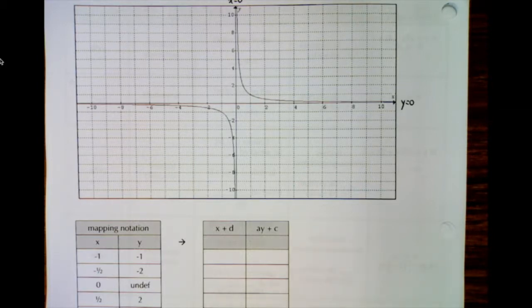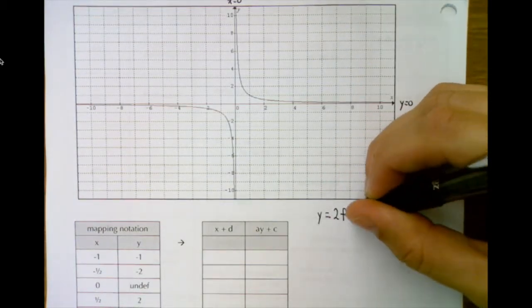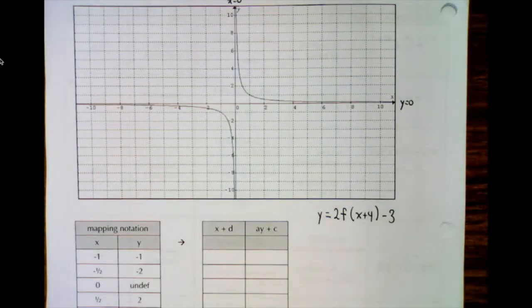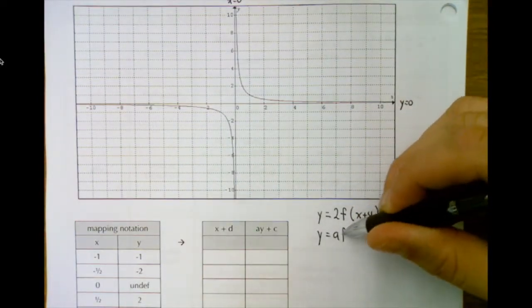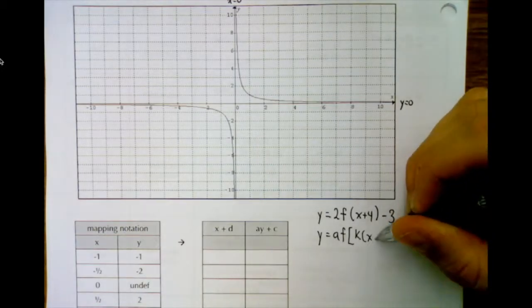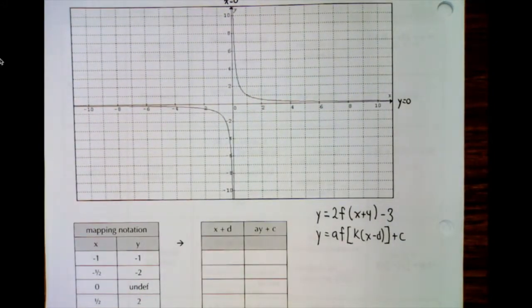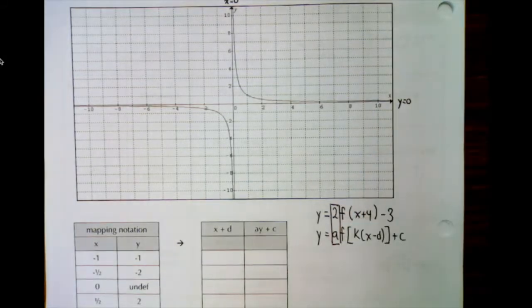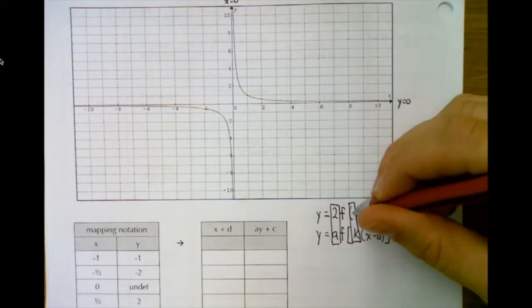In order to use mapping notation to transform, we need to take our transformation equation, which in this case is y equals 2 f of x plus 4 minus 3, and try to pick out the transformations so we can write our mapping notation. Your transformations will always follow the structure of a times our function, and then in brackets, k times x minus d, plus c. And if we try to match up piece by piece, we can pick out a, k, c, and d. So right in front of f is where a should be, so there's our a. Right in front of x is where k should be, and if we look in front of x, we actually have the number 1, so we have a k of 1.